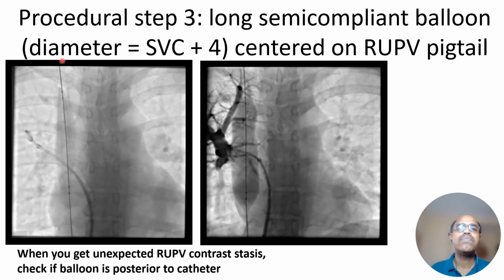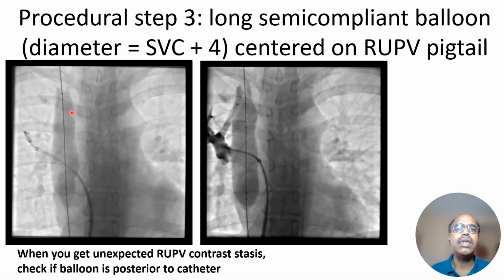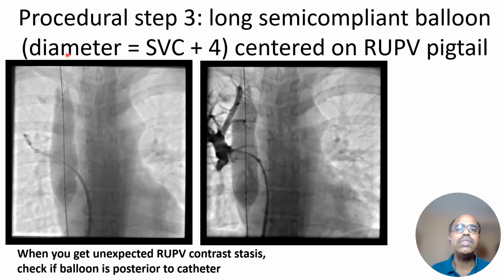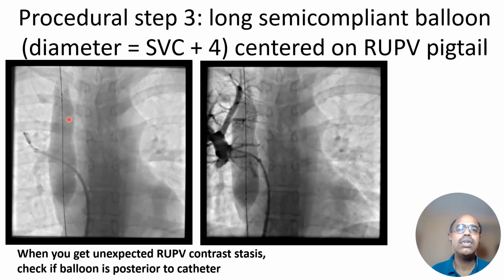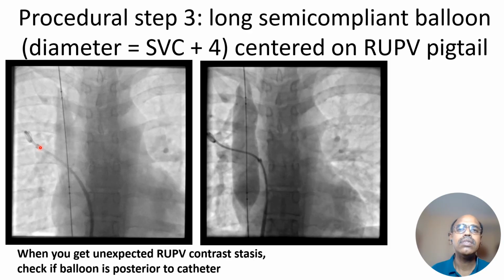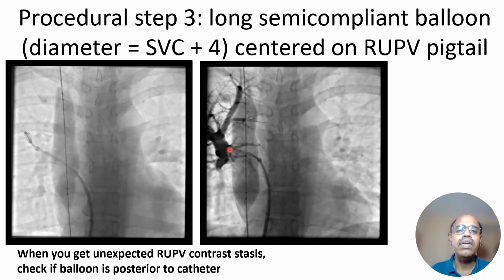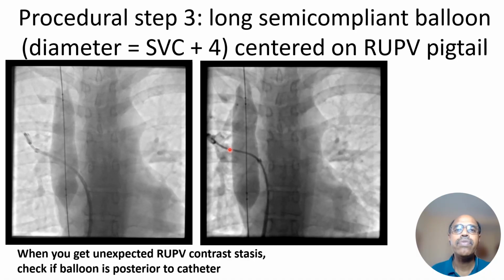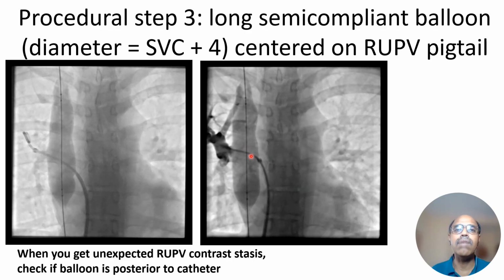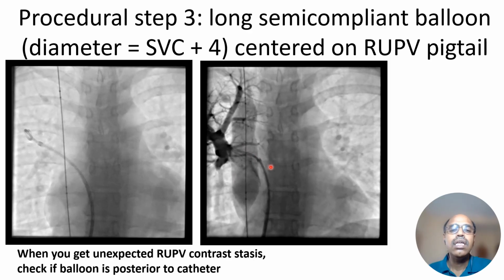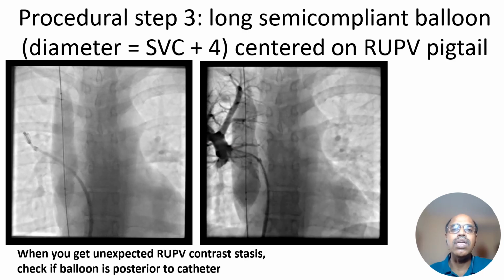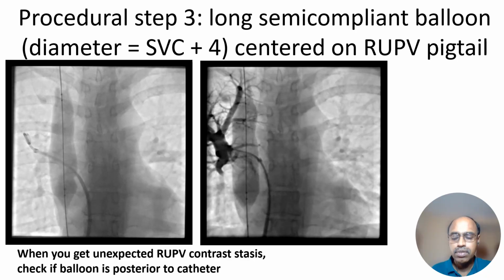Step number 3. Choose a long cylindrical balloon that is 4 mm larger than the SVC. Position it across the SVC-RA junction, inflate it, and make a simultaneous angiogram with the right upper pulmonary vein catheter. If you are finding that the right upper pulmonary vein is completely getting occluded, there is a possibility that this Mullins sheath is actually anterior to the balloon. Ideally, this Mullins sheath should be posterior to the balloon so that the pulmonary vein drains into the posteriorly placed left atrium.